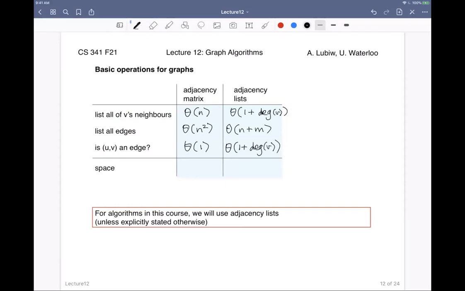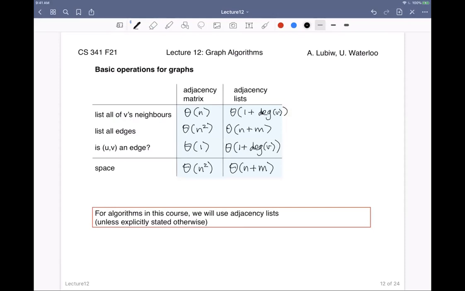On the next slide, I'm going to compare these a tiny bit more. Let's also look at space, though, as I commented already. This takes n squared space. Here, I have what's called linear space, so theta n plus m.